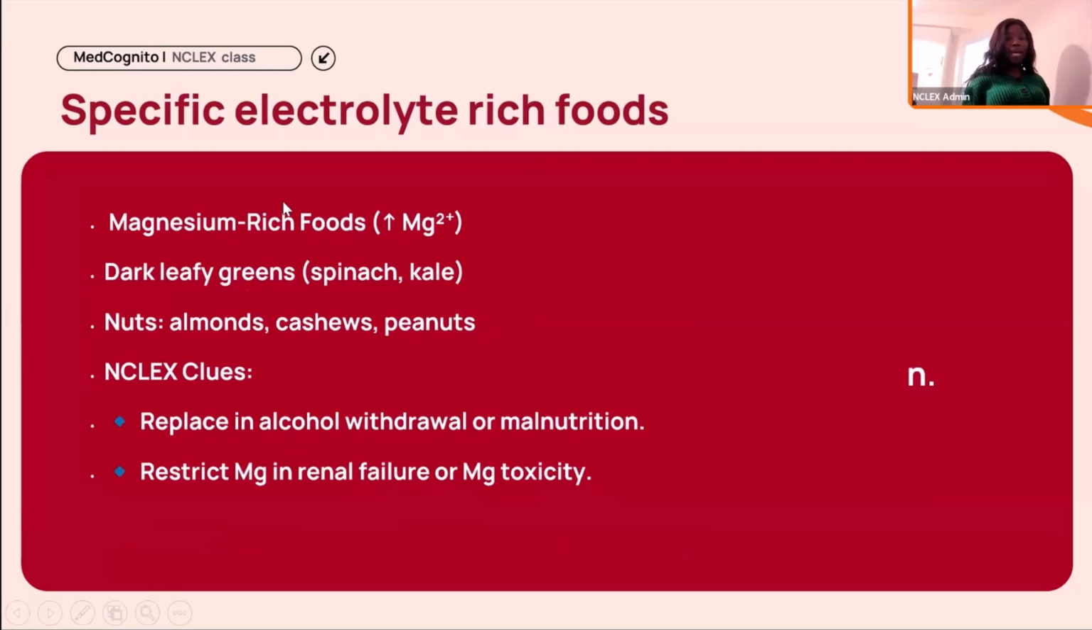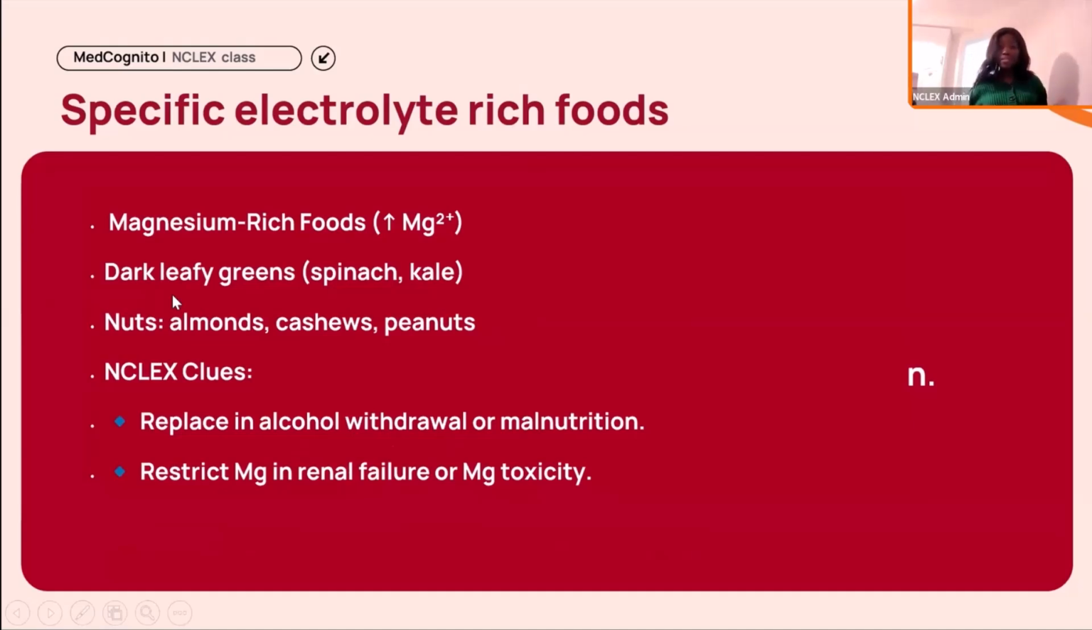Please make sure you revise them so that immediately you see, select all that apply, you see all the food ingredients and you get so confused. Which one contains magnesium? Which one? No, that should not be your portion. Master these, okay? So magnesium-rich foods increase magnesium.